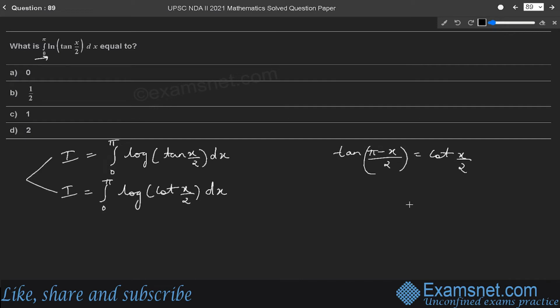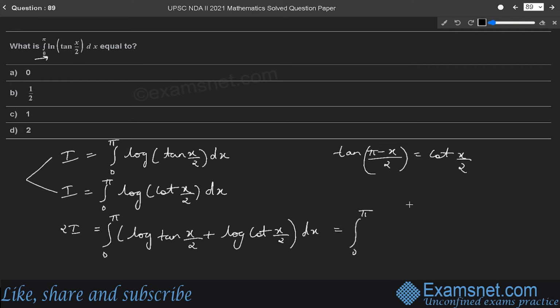Now adding both of these, we will get 2I is equal to integration of 0 to pi of log tan x by 2 plus log cot x by 2 dx. Now these both will cancel. So the remaining term will be 0 to pi log 1 dx, and log 1 will be 0. So the value of the integration is 0. Therefore the correct option is option number A.